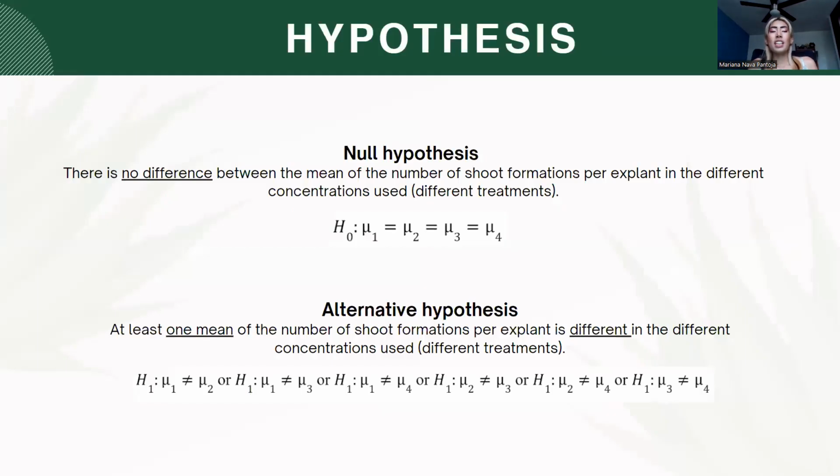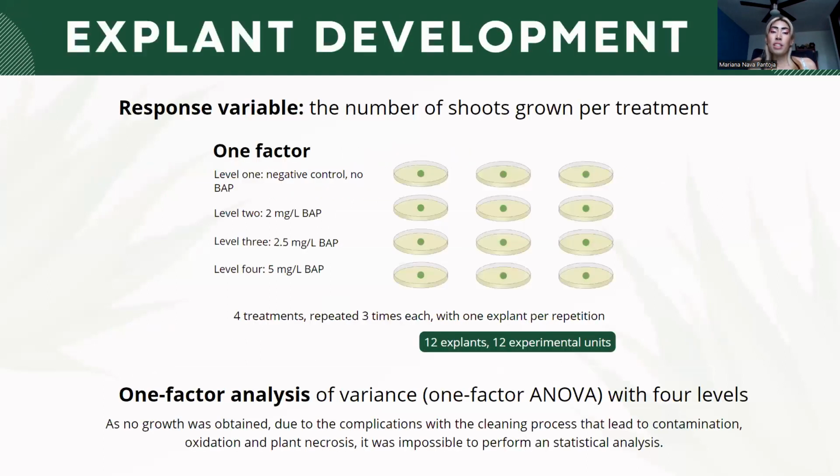For our statistical analysis, we wanted to test the difference in the mean of the number of shoot formation per explant in the different concentrations used, but it was not possible due to the fact that no growth was obtained, as we had a lot of problems with the cleaning process. However, ideally, if we had obtained this data, our response variable would have been the number of shoots grown per treatment, and we would have done an ANOVA of 1 factor, 4 levels.